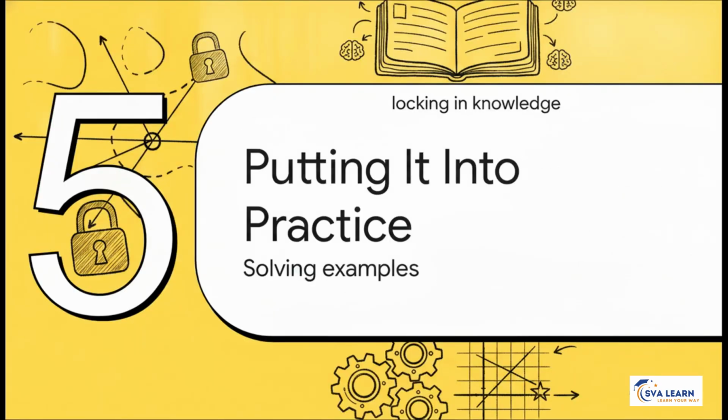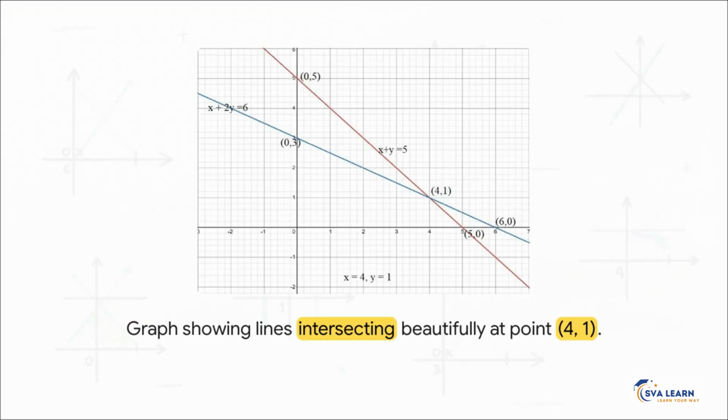All right, final stretch, Section 5, putting it into practice. We've covered the core concepts, we've got our cheat codes, so let's lock this knowledge in by looking at one final mathematical map. Here is an actual exam example solving a system graphically. We have one line representing x plus 2y equals 6 and another representing x plus y equals 5. By plotting their tables, we can visually see them intersect beautifully at the point (4, 1). x is 4, y is 1.